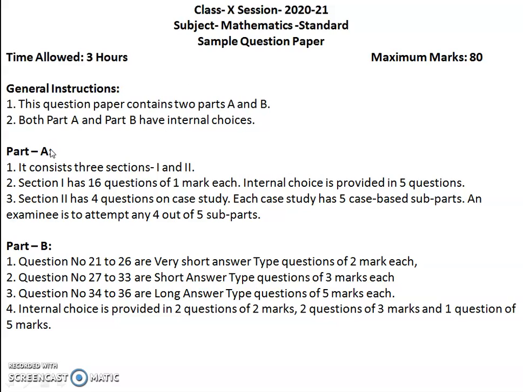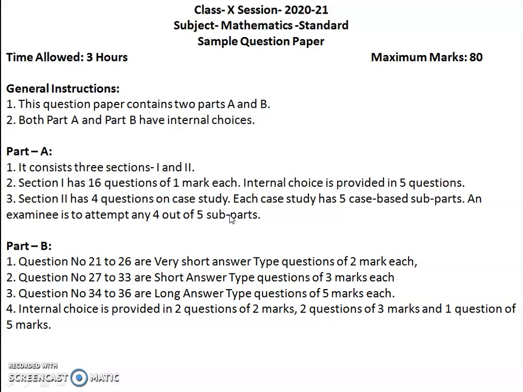You have part A and part B. Part A consists of 2 sections. Here 3 sections are given, but only 2 sections are there, section 1 and section 2. All the questions are of 1 mark each. You have 32 questions and 32 marks from part A. Section 1 has 16 questions of 1 mark each. Internal choice is provided in 5 questions.